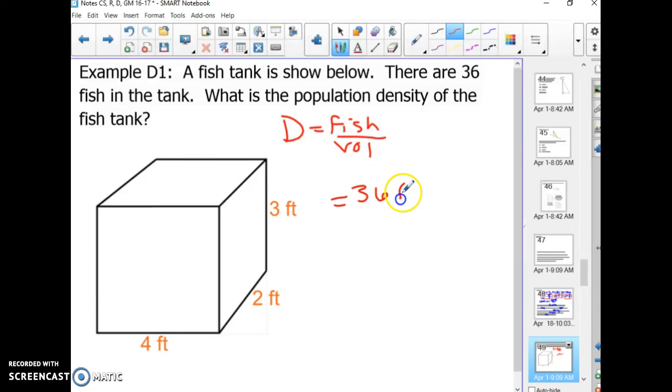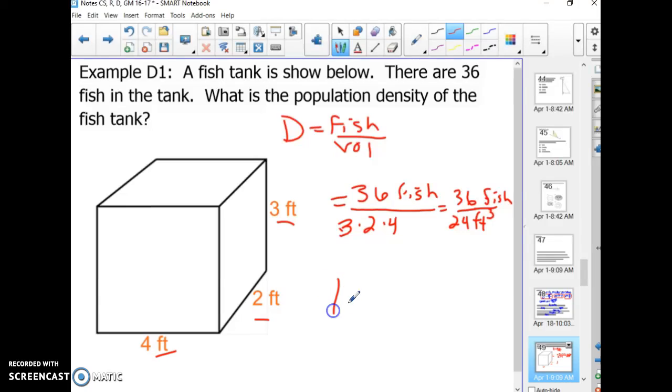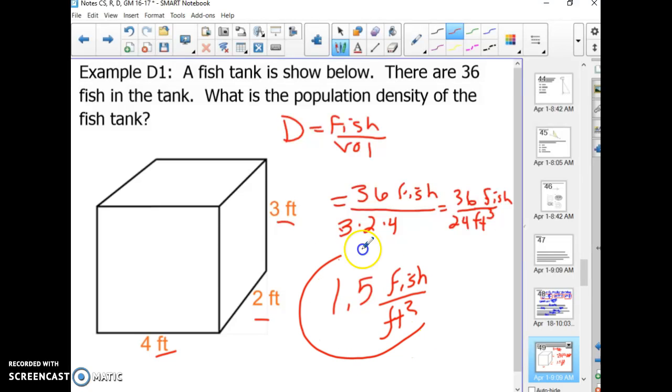I got 36 fish. Well, to get the volume, I think to myself, I have a cube. I've got to go length times width times height. So I get 3 times 2 times 4, which is 36 over 24. That's going to be feet cubed, and I have fish. When I divide that, I'm going to get 1.5 fish per foot cubed. So that is my population density.